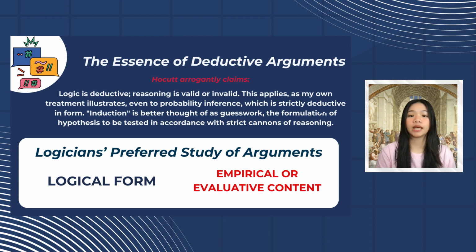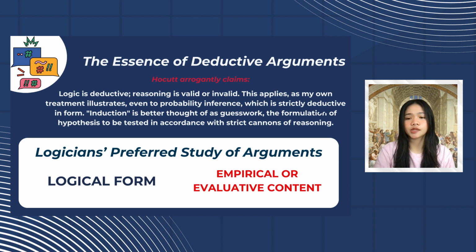It also claims that reasoning is either valid or invalid. This process of reasoning can be applied to different areas, including probability inference. We also compare deductive reasoning with inductive reasoning. It works differently in different fields. This claim explains one of the essences of deductive reasoning.